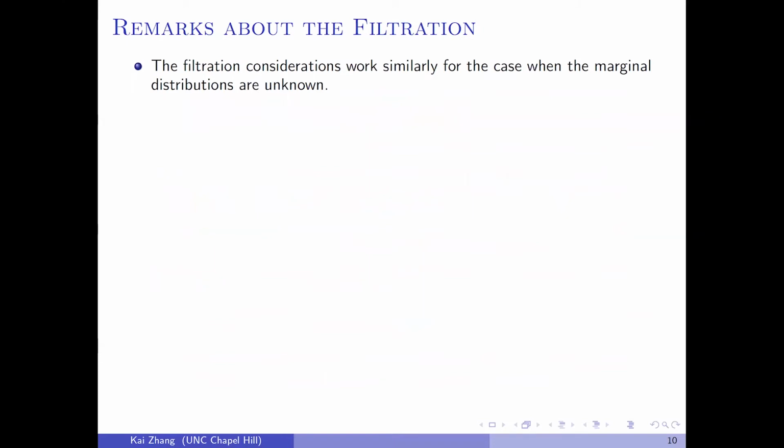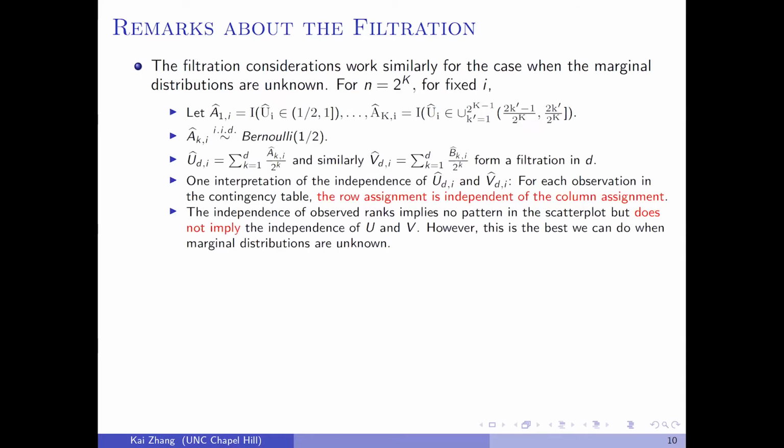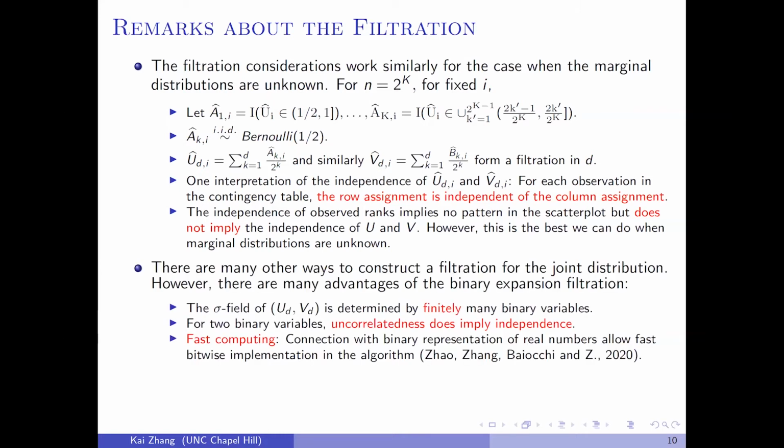A few remarks before we proceed. The first remark is that in the previous slides, we constructed the binary expansion filtration as if we knew the marginal distributions. However, even when they are unknown, we can still construct the filtration. The theory and method are shown to be similar, and here are some details. The second remark is that the binary expansion filtration is certainly not the only way to construct a filtration to study dependence. However, we consider the binary expansion approach because there are many advantages of this filtration.